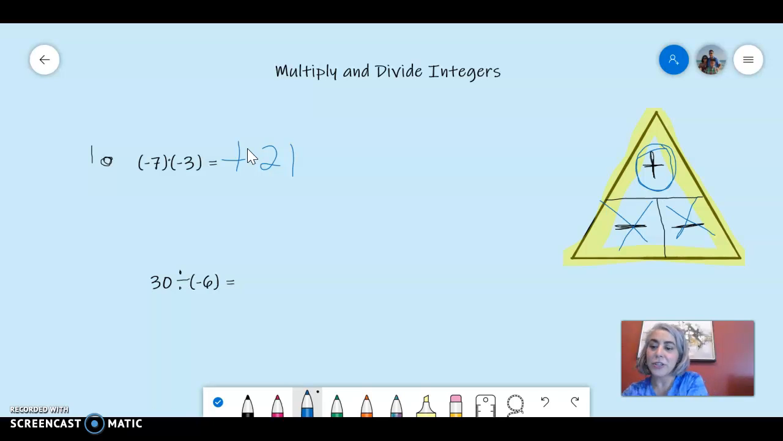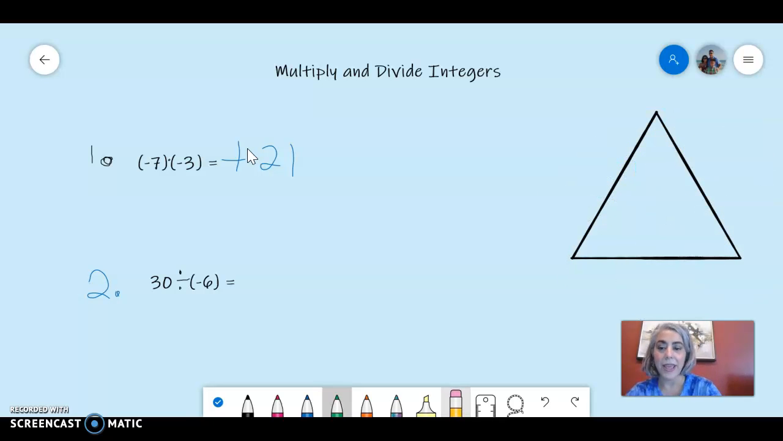Okay, so let's try our next example, number 2. Okay, I'm going to switch colors after I erase my magic triangle. Okay, it's all gone. And I'm going to draw the magic triangle again, and I can draw it on every single problem if that helps me remember what sign to use. That's not a big deal. Okay, and so I have my two negatives in the matching spaces, I have my positive at the top, and I go to my problem and I see that I have a 30 divided by -6.